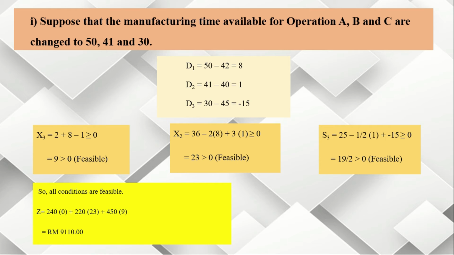For the new optimal solution, we use the objective function and substitute the values, and we get Z equals 9,110 ringgit.